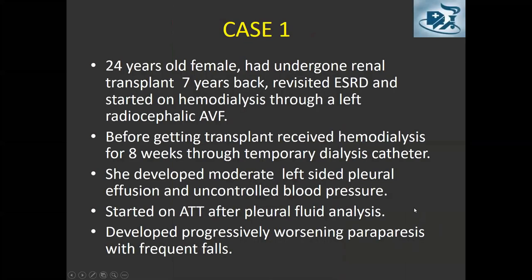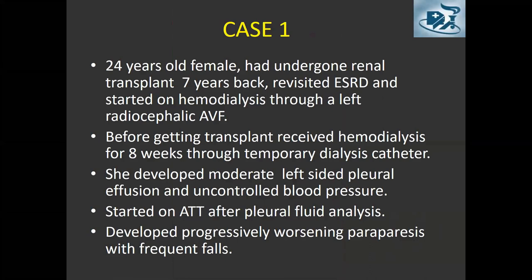Although it takes about 20 or 30 seconds to show this procedure, it took about 2.5 hours. It does take a lot of radiation exposure for the performer who is doing it. So there's one important case which I would like to discuss with you.